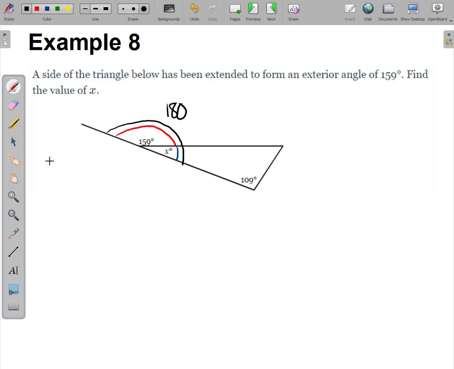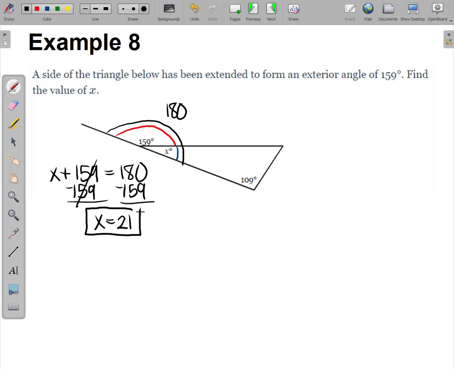So I'm going to write the blue angle plus the red angle has to be equal to 180 degrees. Then I'll subtract 159 from both sides. That cancels, and now I have x equal to 180 minus 159, which results in 21. And so this 109 degrees, we didn't even really need it to influence what we wanted here for x. So there you go. x equals 21.